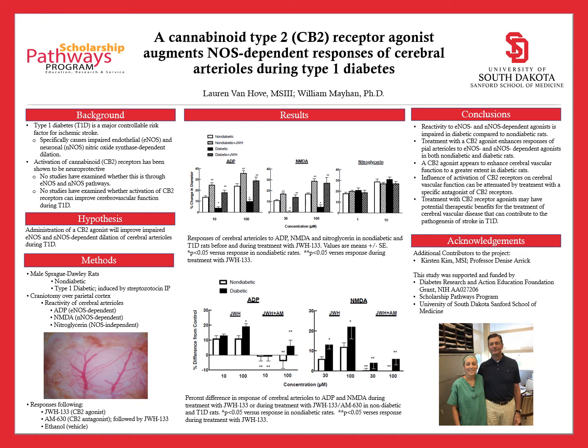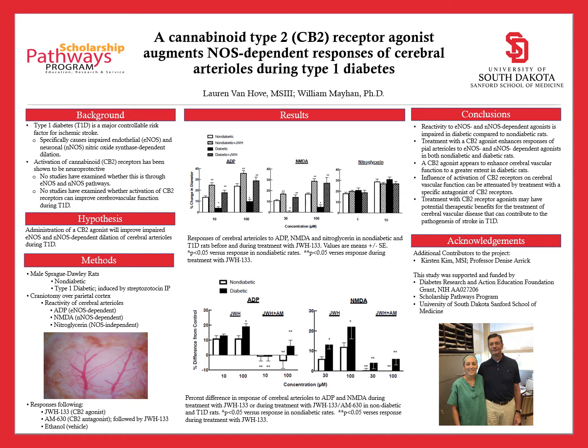While previous studies report that activation of CB2 receptors may be neuroprotective, no studies have examined whether this neuroprotection may be directed at specific components of the neurovascular unit. Thus, our first goal was to examine whether eNOS and nNOS-dependent pathways could be influenced by activation of CB2 receptors.